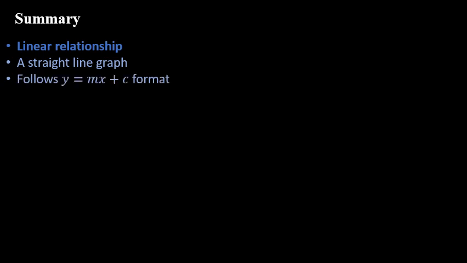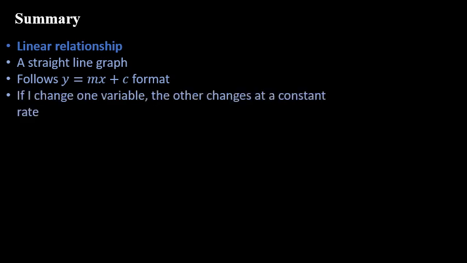Let's summarize what we've spoken about. First of all, linear relationships, we can think of them in three different ways. If I plot two variables and it gives me a straight line graph, then they are in a linear relationship. Secondly, a linear relationship is one that follows the y equals mx plus c format. And the more conceptual way of thinking about it is if I change one variable, then the other one will change at a constant rate.